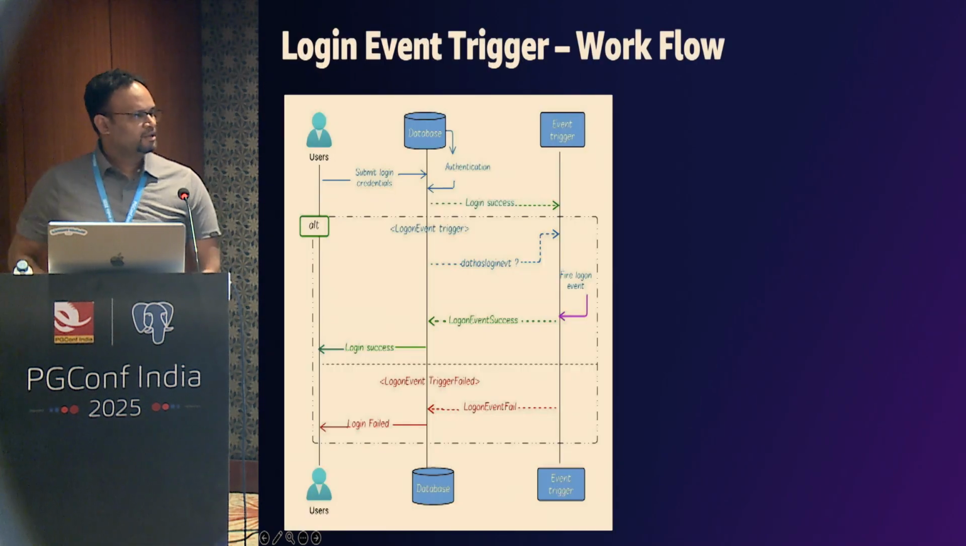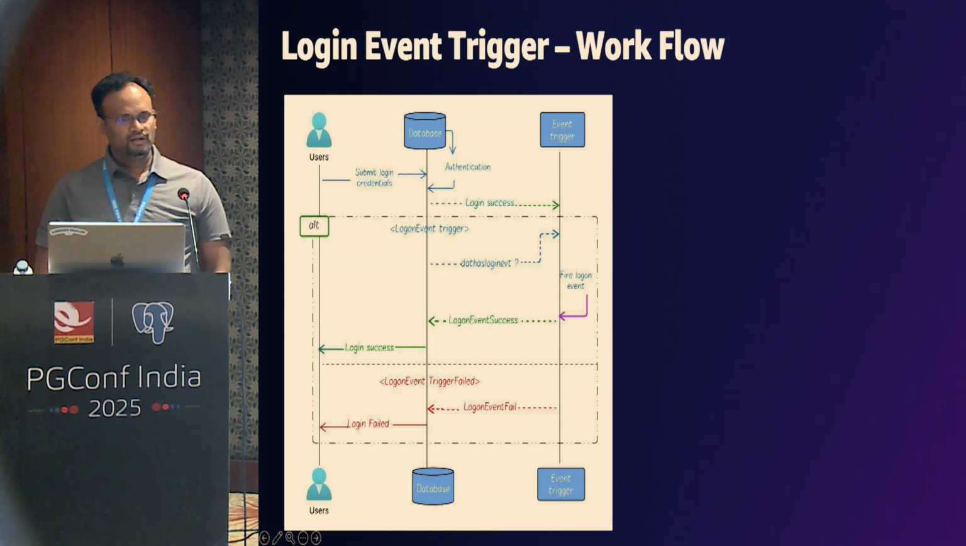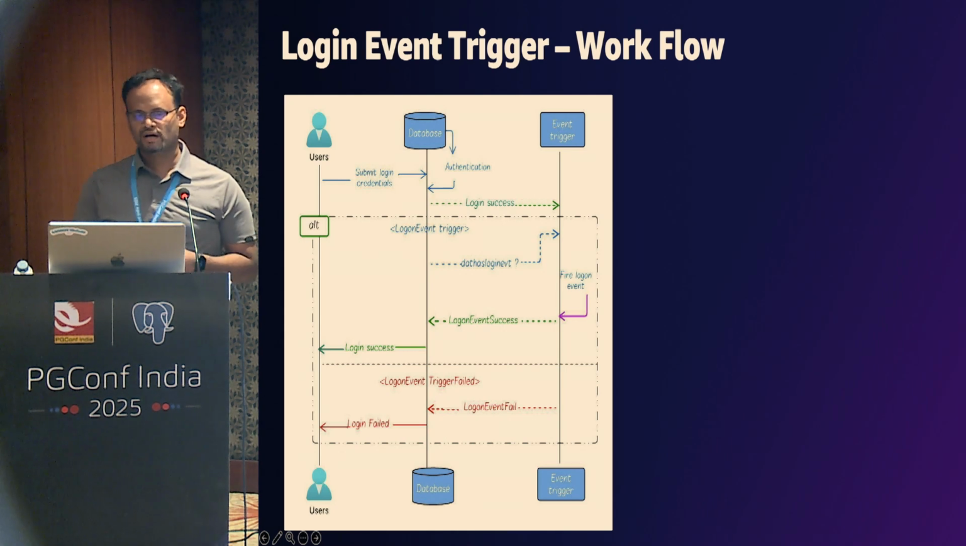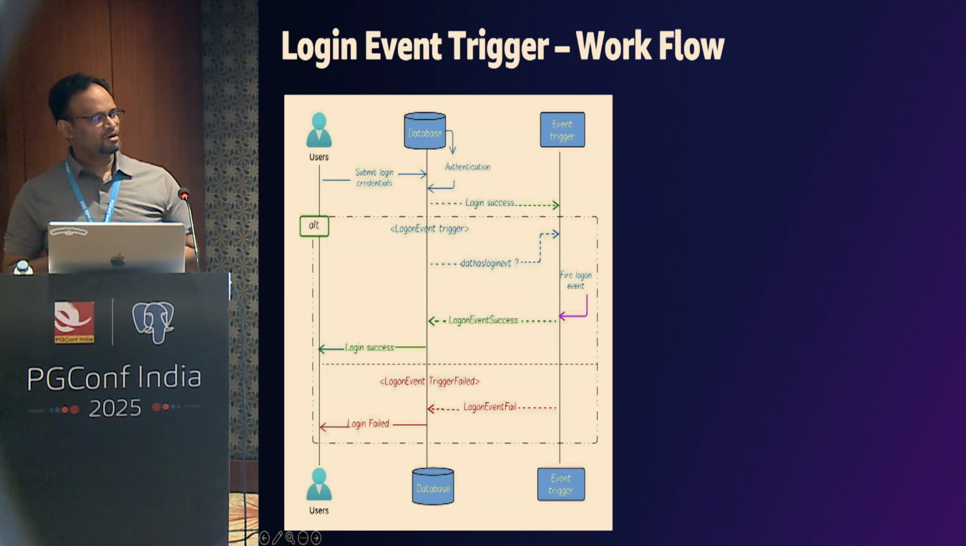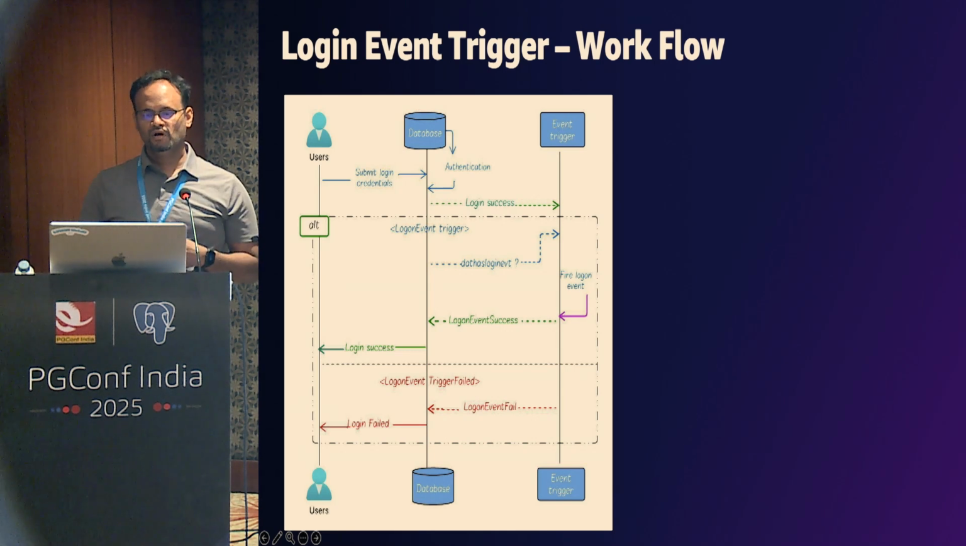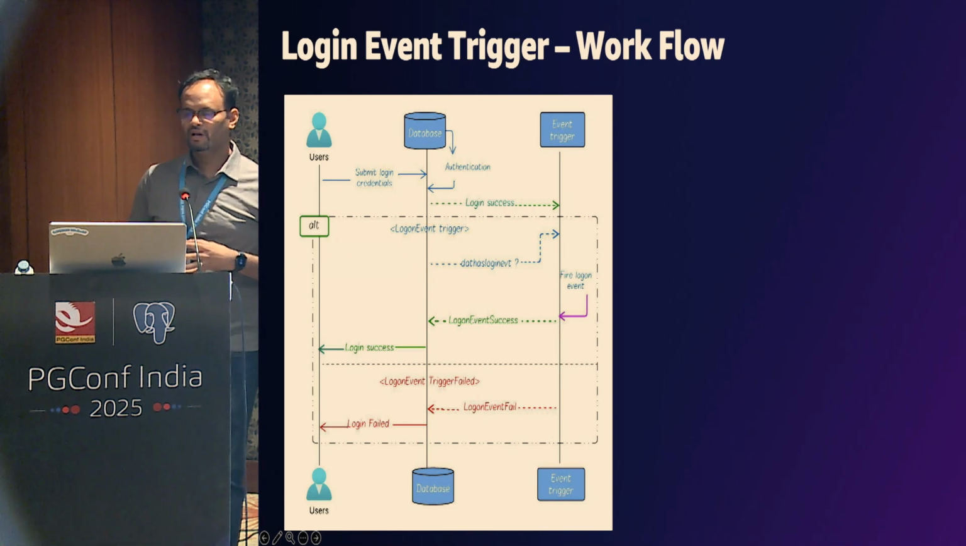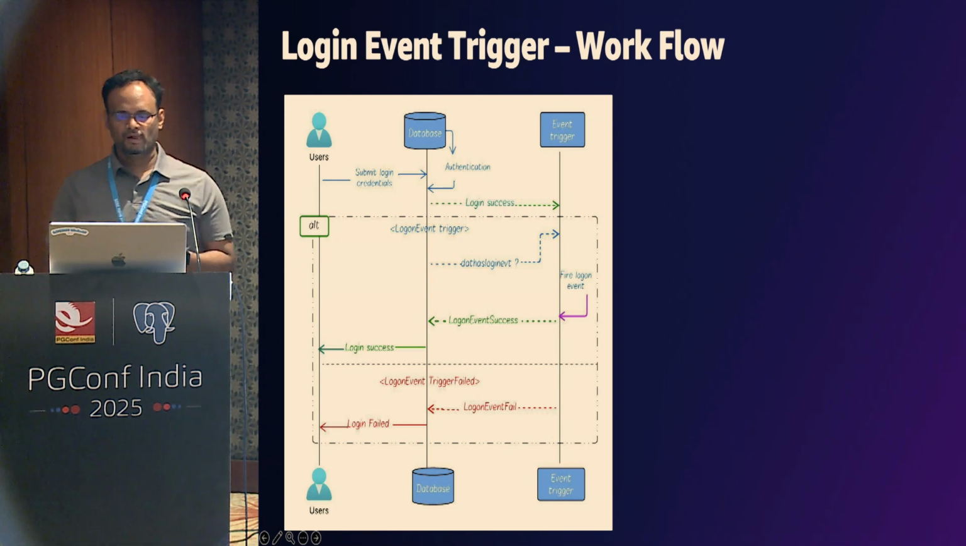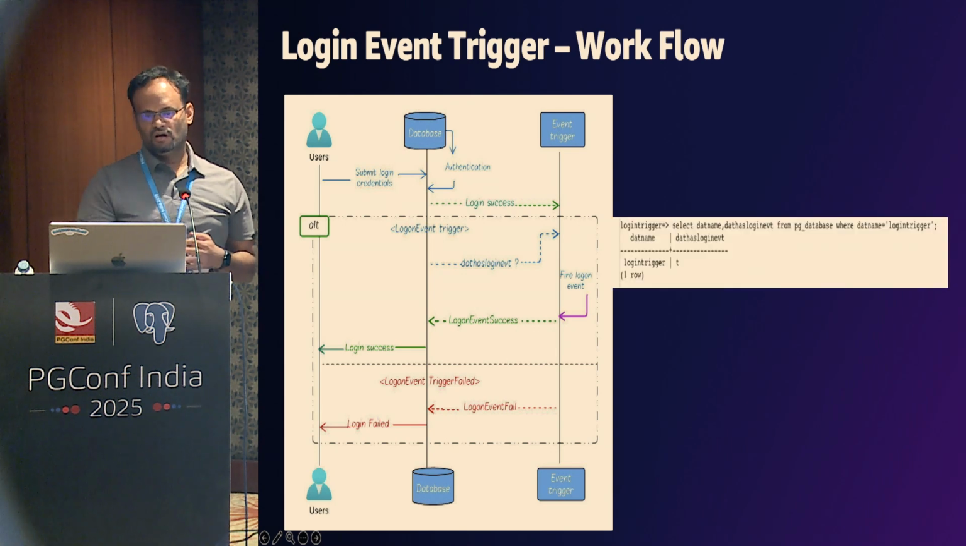Let's look at this diagram so that things can be understood much better. In a normal workflow, the user connects to the database, submits the credentials, and gets authenticated. In the case of a login event trigger, after the successful authentication, the logon code which is associated with the login event gets fired. If there is a successful execution, we get a successful response and the user will be able to log in. In case of failure in the trigger function code, obviously the trigger function is going to fail and the user will not be able to log in.